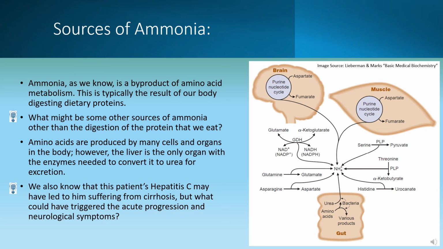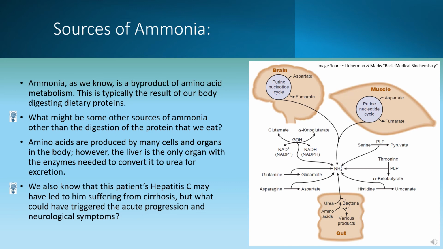The major source of ammonia is from dietary proteins. When we digest these proteins, as we know, amino acids contain amine groups which have nitrogens. The nitrogenous waste is in the form of ammonia. What might be some other sources of ammonia other than the digestion of the protein that we eat? Some other sources include the turnover of proteins and amino acids in the brain and also from the body's muscles.